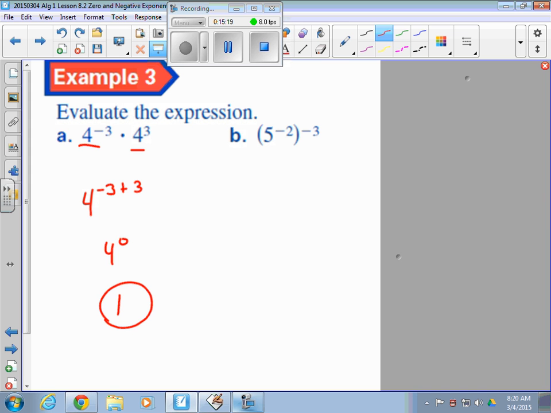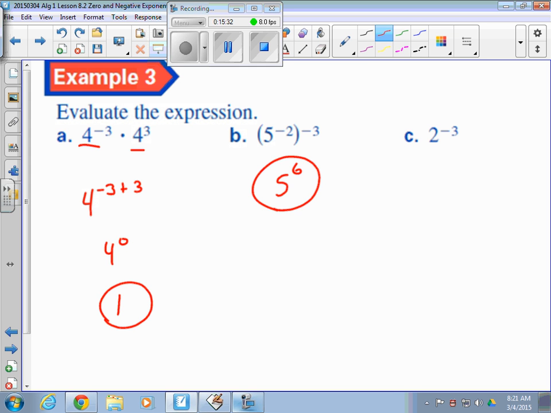Okay, this comes from what we did Monday, 5 to the negative 2 to the negative third. A negative times a negative. We're going to multiply these. It is going to be a positive 5 to the positive 6. Again, you can go further than that with it, but just so we can go faster, we won't. What about 2 to the negative third? Do that one.